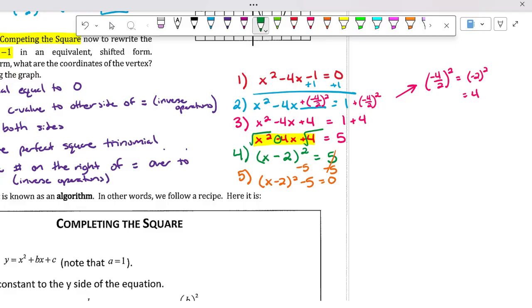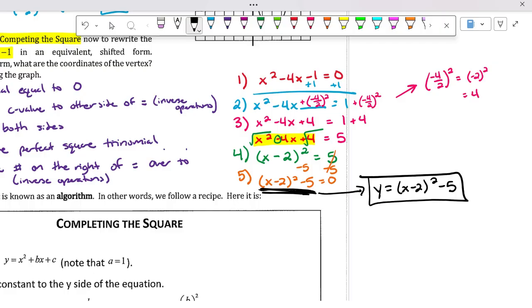Now, what does that little statement right there look like to you guys? It looks like vertex form. So if I rewrite this without the 0, y equals x minus 2 squared minus 5. And that's my vertex form.